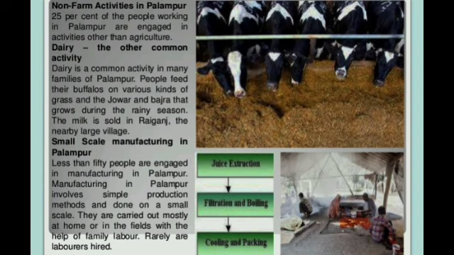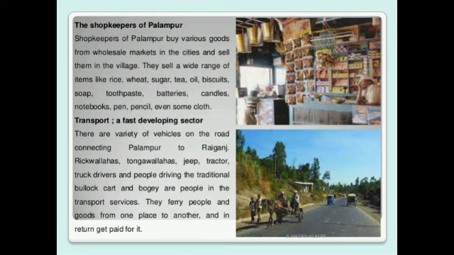by the villagers. The next non-farming activity is shopkeeping. People involved in trade, that is the exchange of goods, are not many in Palampur. The traders of Palampur are shopkeepers who buy various goods from wholesale markets in the cities and sell them in the village. You will see small general stores in villages selling a wide range of items like rice, wheat, sugar, tea, oil, biscuits, batteries, notebooks, etc. These are all included in shopkeeping.